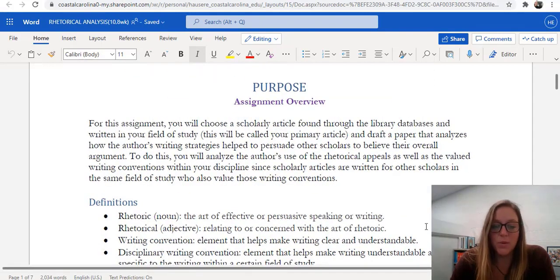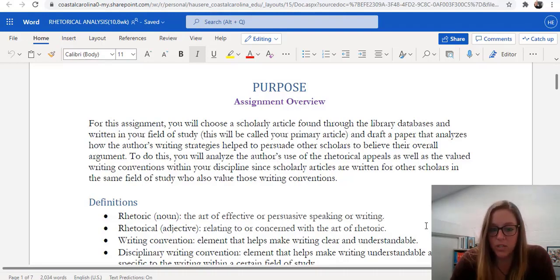For this assignment, you will choose a scholarly article found through the library databases and written in your field of study. This will be called your primary article. And draft a paper that analyzes how the author's writing strategies helped persuade other scholars to believe their overall argument. To do this, you will analyze the author's use of the rhetorical appeals, as well as the valued writing conventions within your discipline, since scholarly articles are often written for other scholars in the same field of study who also value those writing conventions.